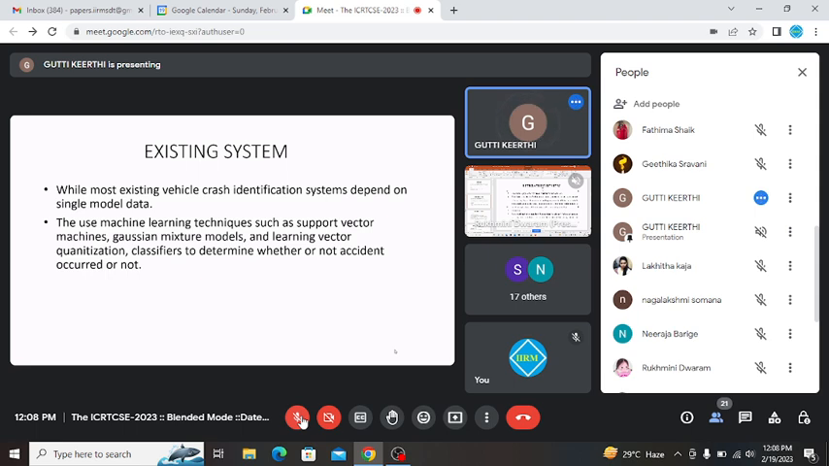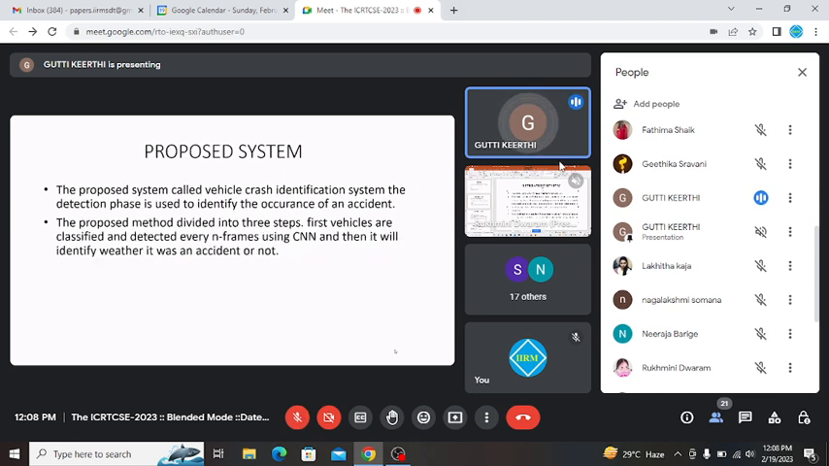Existing system. Most existing vehicle crash identification systems depend only on mobile data. The existing systems use machine learning techniques such as support vector machine, Gaussian mixture model, and learning vector quantization classifiers to determine whether it was an accident or not. In the proposed system, we have used an advanced technology, the deep learning domain. It uses a convolutional neural network technique. With this technique, we can identify whether it was an accident or not by uploading an image.